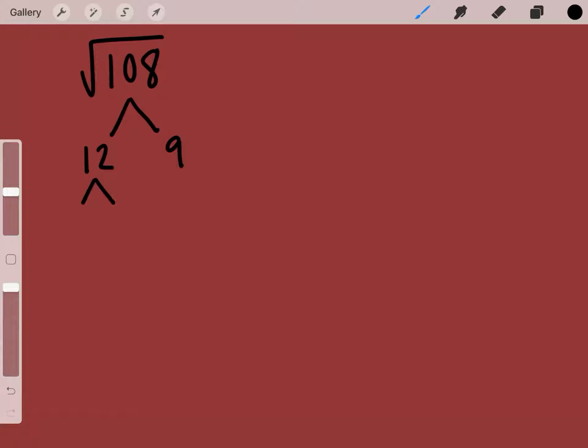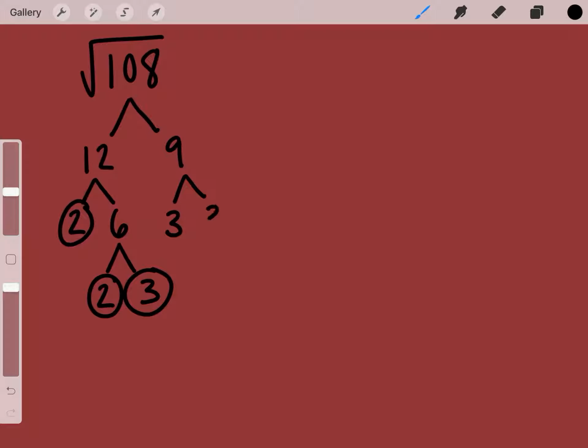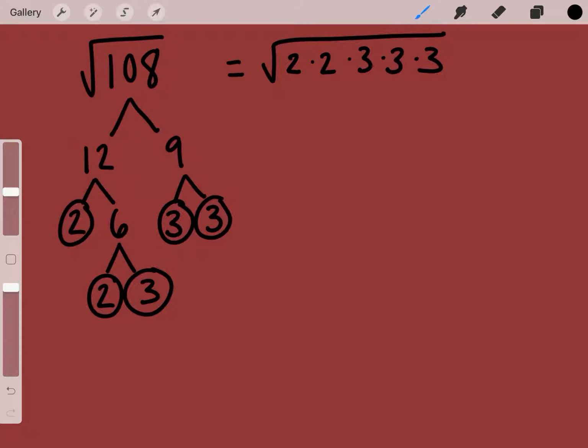12 can further be broken down into 2, which is prime, and 6. Then 6 can be broken down into 2, which is prime, and 3, which is prime. Then I have to break down 9, which gets broken down into 3 and 3. All right, so if I want to rewrite the square root of 108 into its prime factors, I would write it as the square root of 2 times 2 times 3 times 3 times 3.